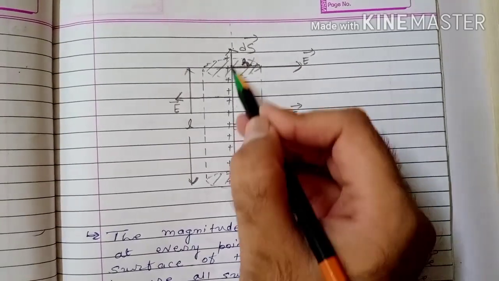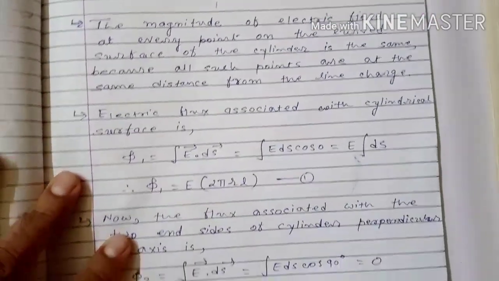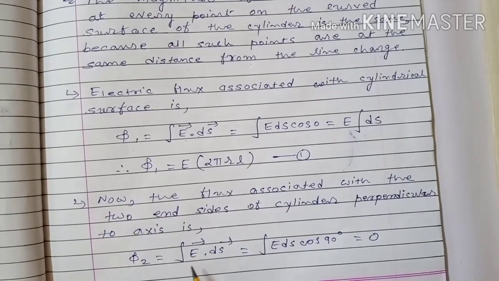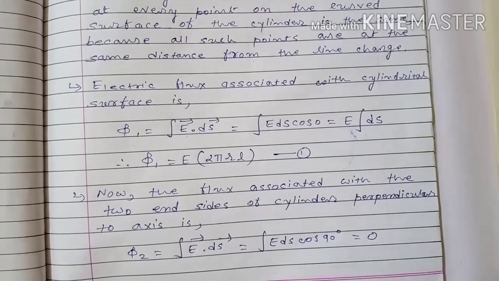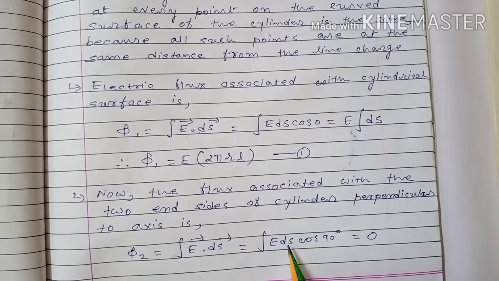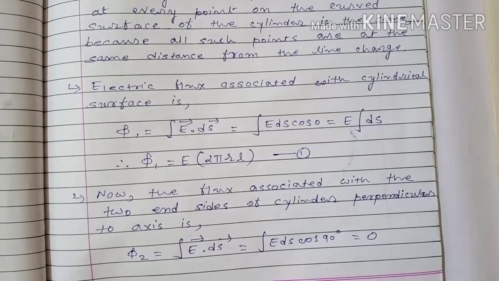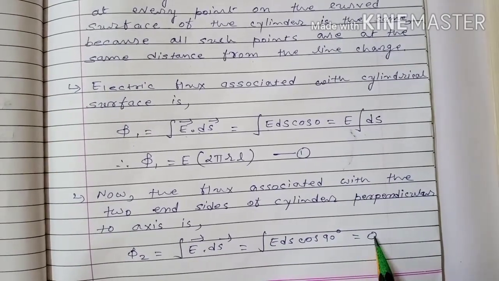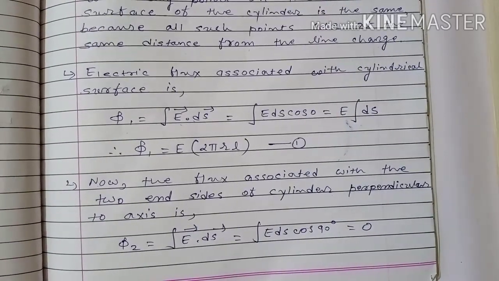The angle between the electric field and the area element is 90 degrees for both ends of the cylinder. So the flux associated with the end sides of the cylinder, phi 2, is equal to the integration of E vector dot ds vector, which can be written as E ds cos theta, where theta is the angle between the electric field and area element. That angle is 90 degrees, so cos 90 is 0. So the flux associated with the two ends of the cylinder is 0. The flux is only associated with the curved part of the cylinder.